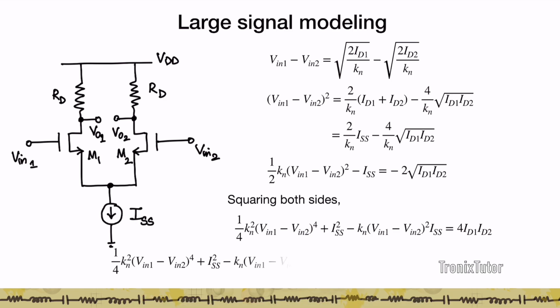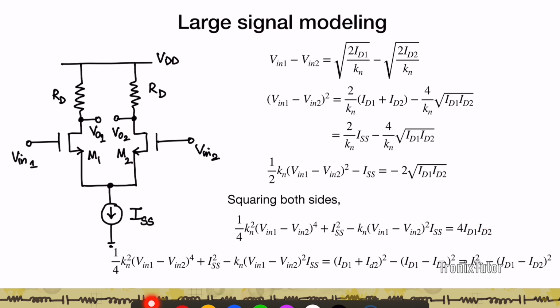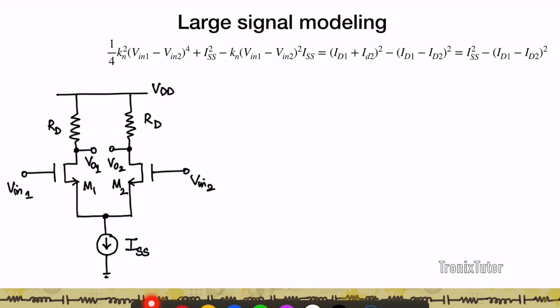Now notice that 4 ID1 ID2 can be written as ID1 plus ID2 the whole squared minus ID1 minus ID2 the whole squared. A plus B the whole squared minus A minus B the whole squared. Now again, ID1 plus ID2 is ISS. So ISS squared minus ID1 minus ID2 the whole squared. ISS squared on both sides cancel each other. And what I'm left with is ID1 minus ID2 the whole squared is Kn times Vin1 minus Vin2 the whole squared into ISS minus 1/4 Kn squared into Vin1 minus Vin2 to the power 4.